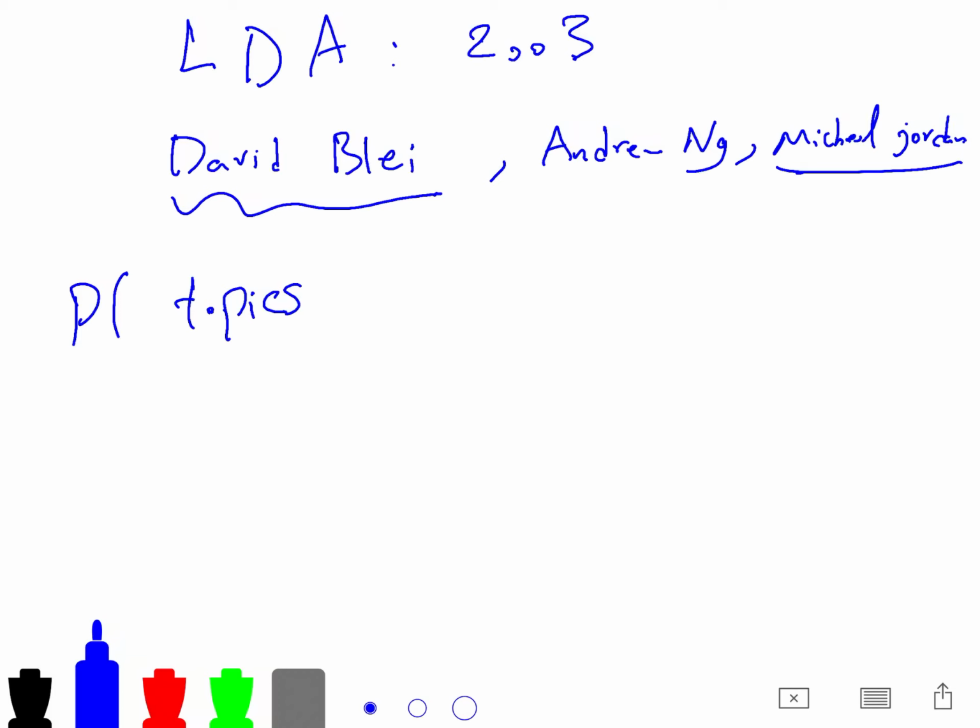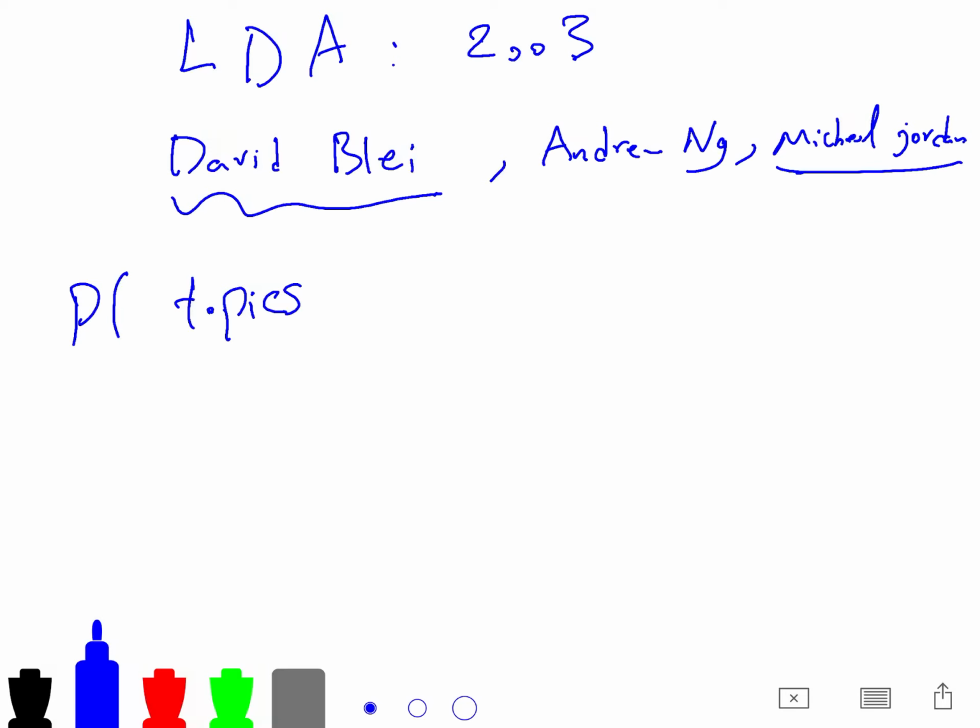Try different combinations in order to see which one works better. So finding the number of topics is a challenge, and it's a hyperparameter.